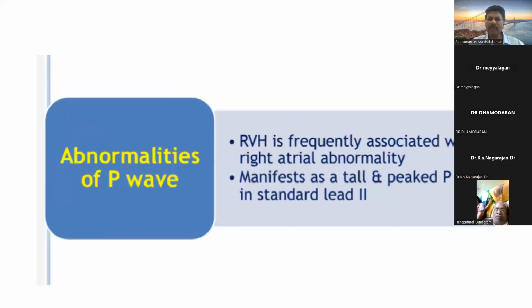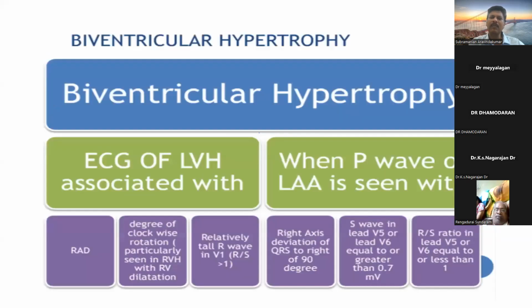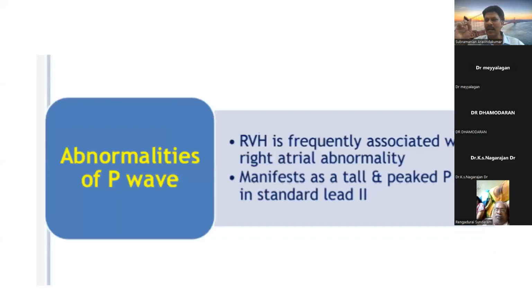hypertrophy. Abnormalities of the P wave: a tall and peaked P wave will be there in lead 2, more than 2.5 millimeter in height. Then we call it right atrial enlargement. Abnormalities of the QRS complex: height of the R wave will be more than 6 millimeter in V1, R by S ratio more than 1, R wave plus S wave in V1 and V6 more than 10.5 millimeter. Secondary STT changes, we call it right ventricular hypertrophy.